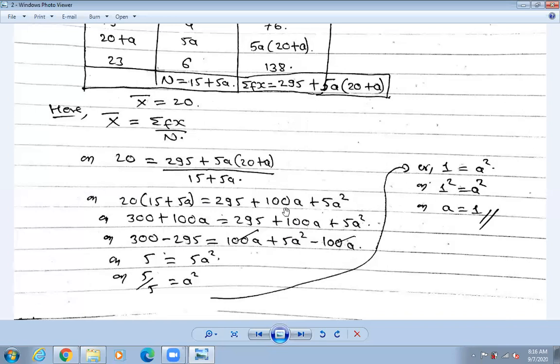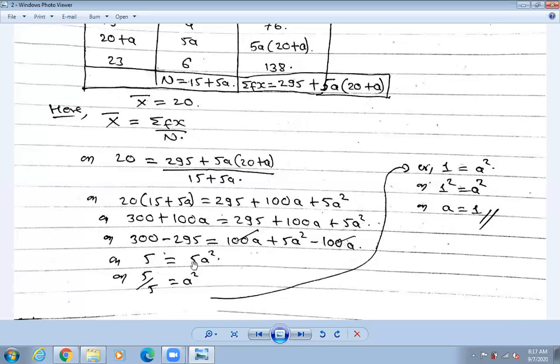Okay, when plus 100a goes to this side, it becomes minus 100a. So this and this will be cancelled. So here the remaining number is 5a square. Okay, so when it is subtracted, it becomes 5, and equals 5a square.